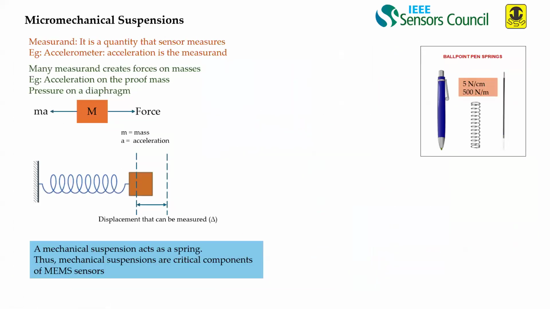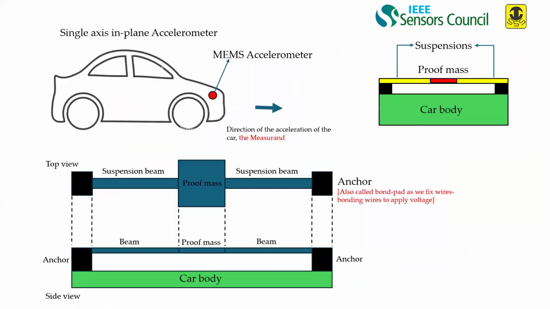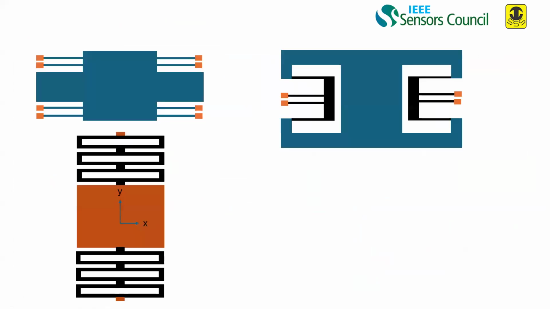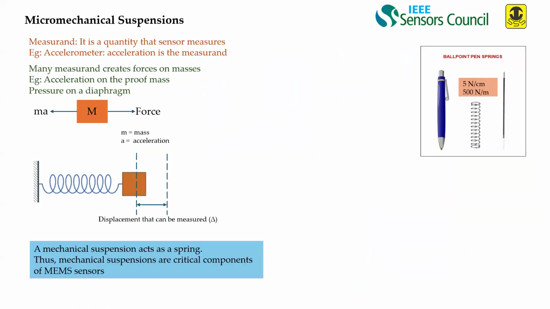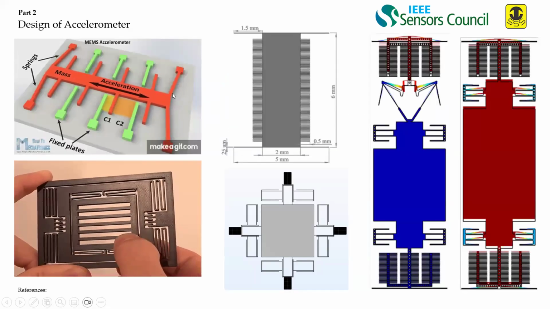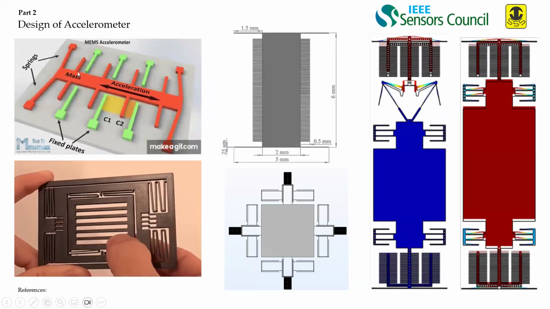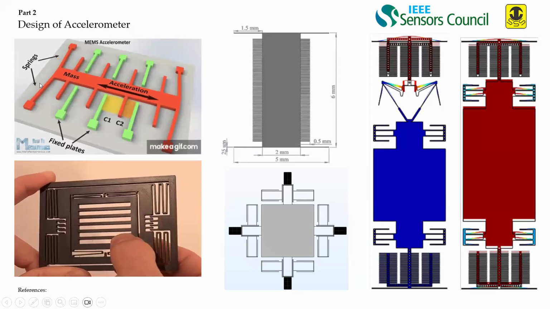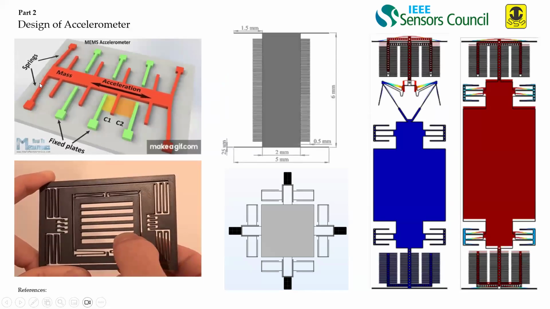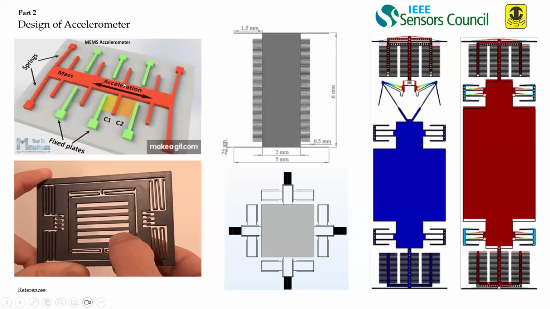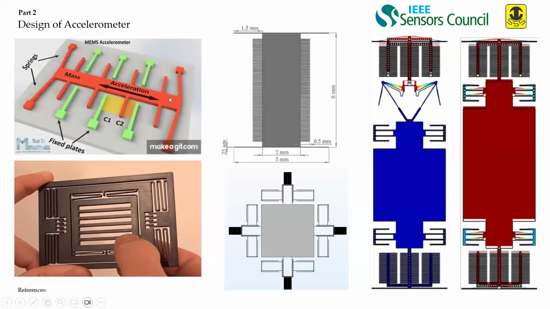Since it's a very wide topic, I'll just show you the different kinds of suspension. Sorry, I'll just go here. If you see the beams here, this is one type of suspension. It is holding your entire mass and constraining the movement. It moves in one direction and constrains movement in the other direction.